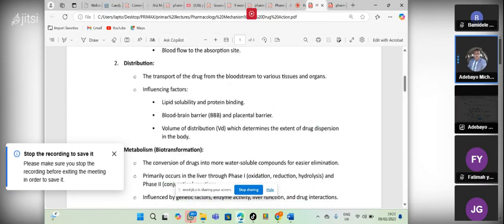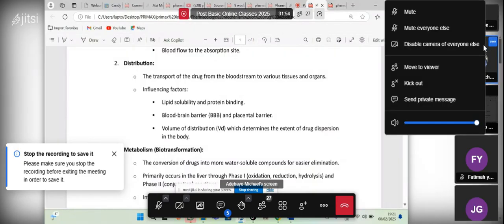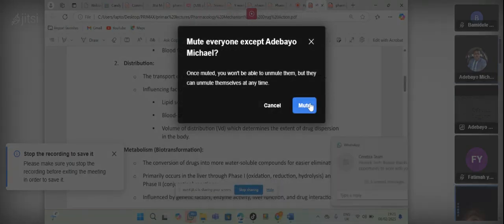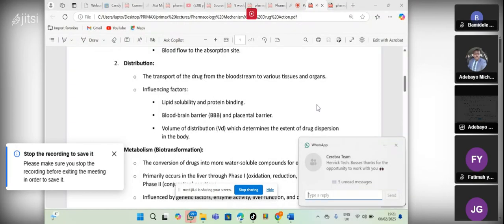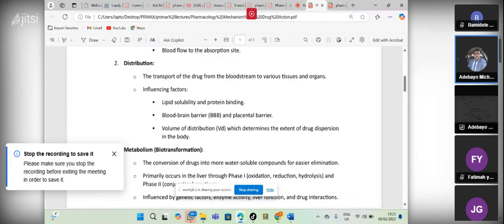Another thing is volume of distribution. Please mute your mic, please. Can you kindly mute your mic, please?